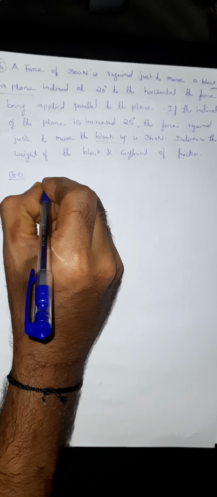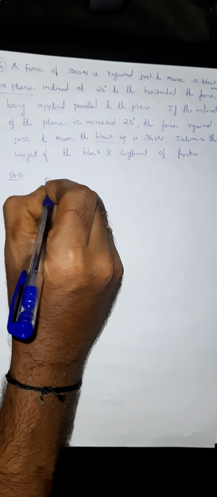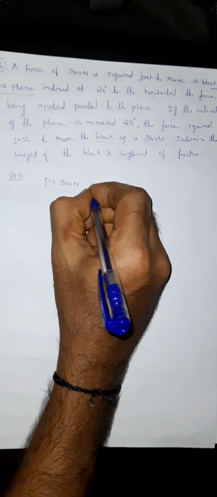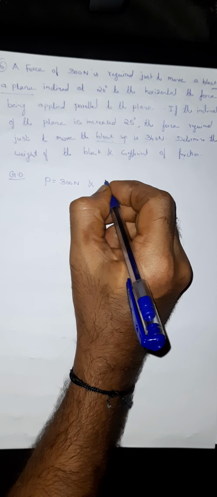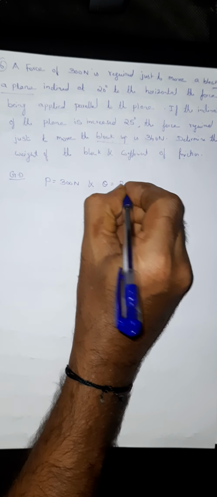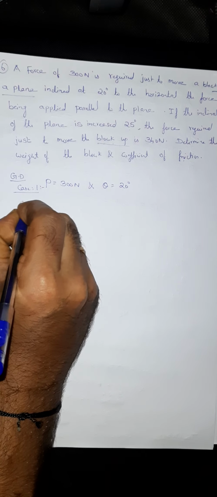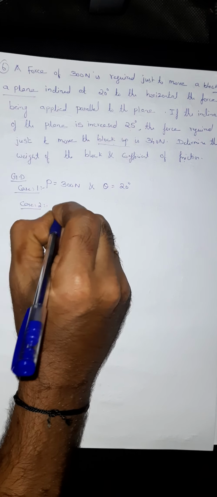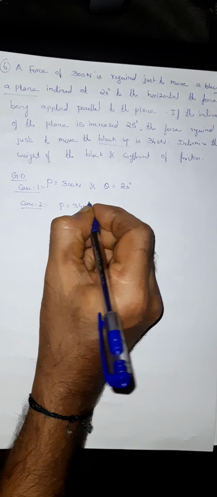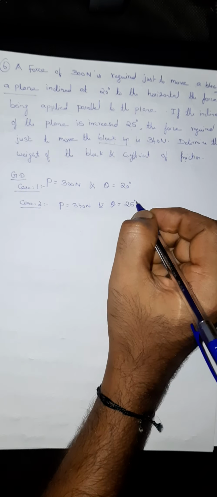First condition, force P equal to 300 Newton and angle of repose theta equal to 20 degree. This is case 1. For case 2, P equal to 340 Newton and angle theta equal to 25 degree. To find: weight of the block and the coefficient of friction, which is nothing but mu. Solution.